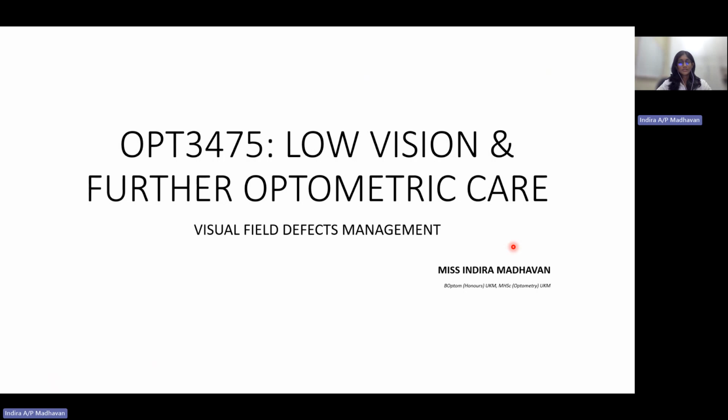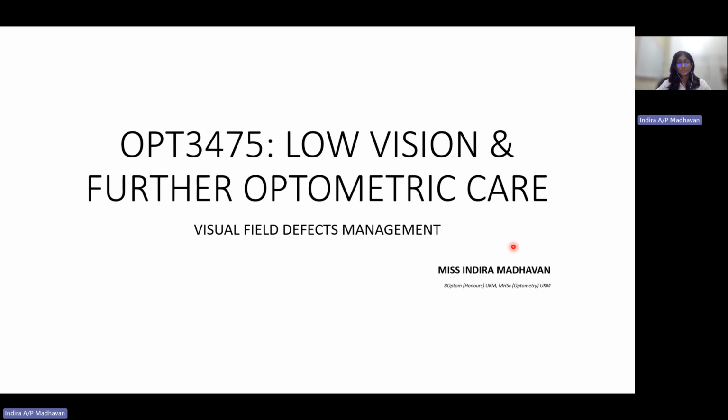In the previous lectures, we already had a look at the assessments to be conducted on the patient, such as history taking, visual acuity taking, refraction, and all the assessments related to low vision. What assessments need modification was already discussed in the previous lecture. So now we are looking at the management part.